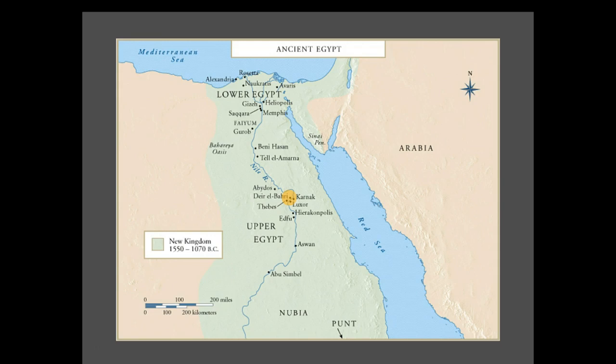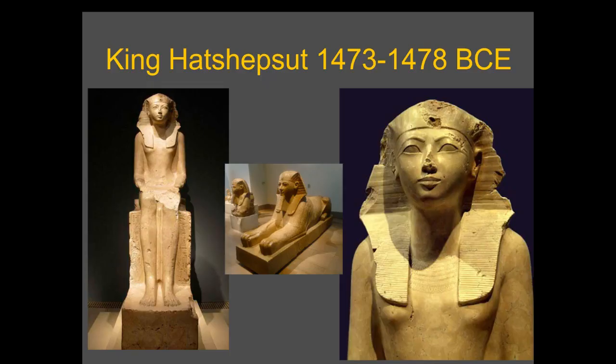If the most impressive monuments of the Old Kingdom were the pyramids, those of the New Kingdom are the grandiose temples. They were built to honor the pharaohs and queens of old. So we're looking at a map here. We're going down into Upper Egypt more. We're at Thebes, right? King Hatshepsut. So King Hatshepsut was actually a woman. She was the main woman king of Egypt. She would not have been called a pharaoh, but a woman king.